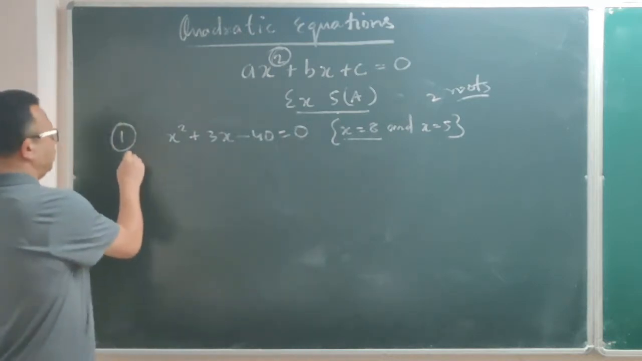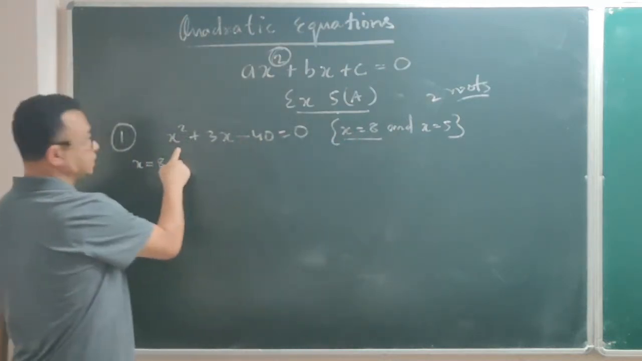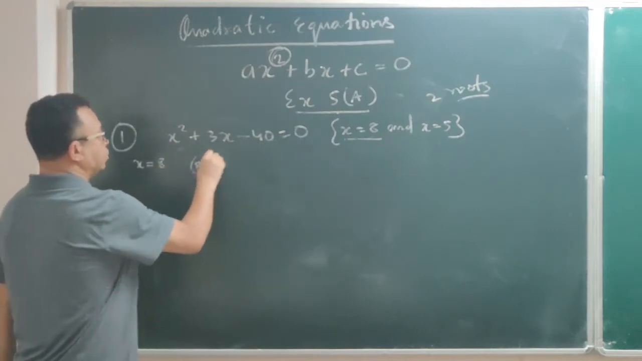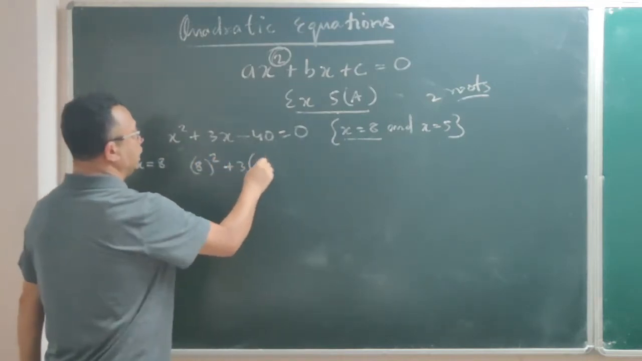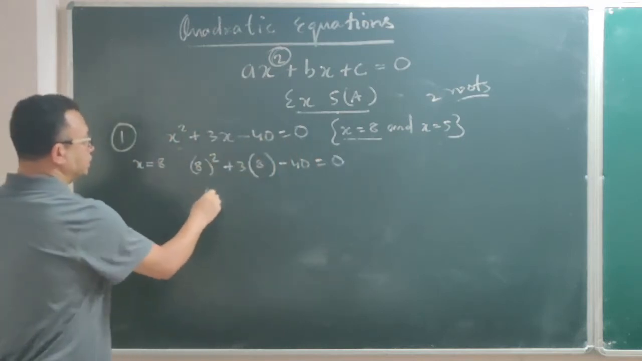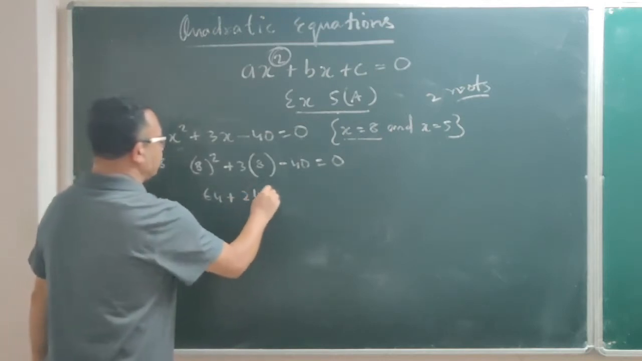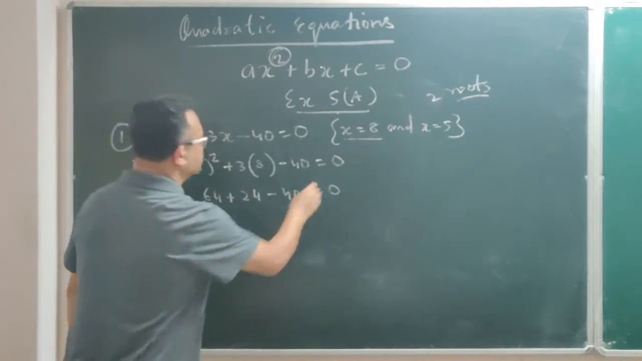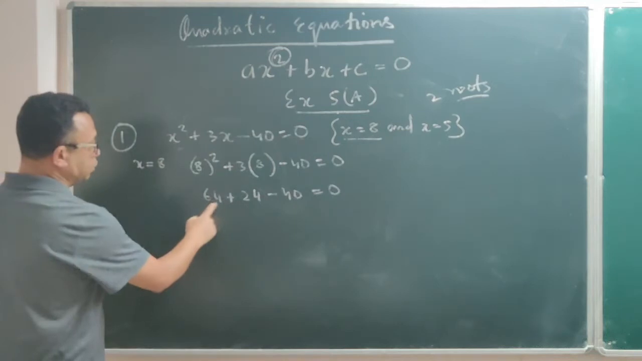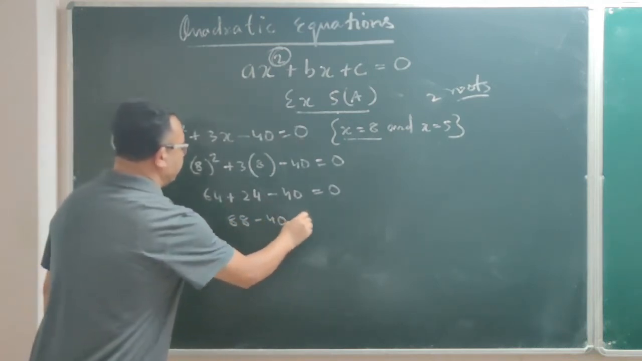For x equal to 8, I am taking the first value. Wherever x is there, I am going to put 8. 8 square plus 3 into 8 minus 40 equal to 0. So 8 square is 64 plus 3 into 8 is 24 minus 40 equal to 0. These two are positive, so I can add them. This is 88 minus 40 equal to 0.